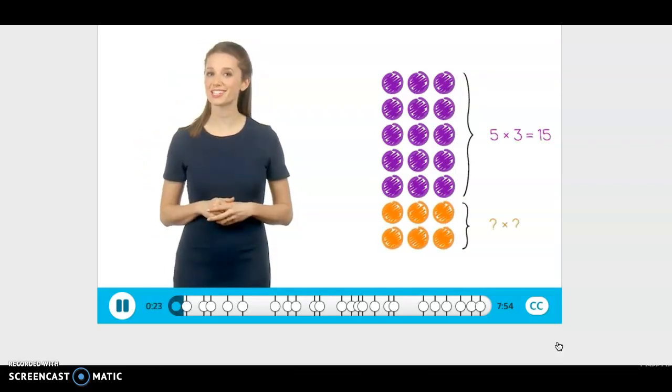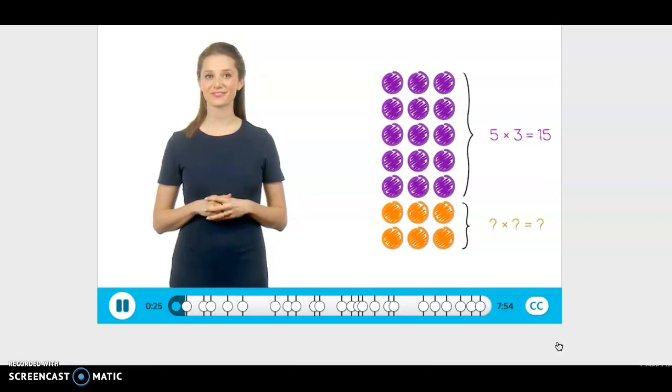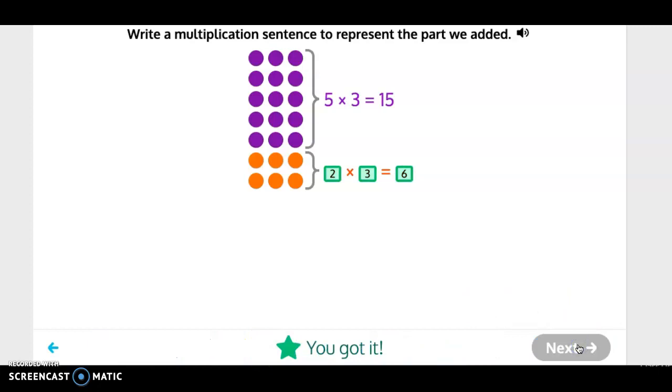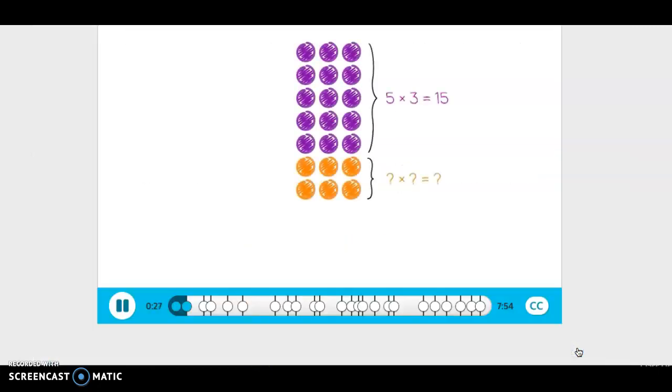Write a multiplication sentence to describe the part that we added. This part shows 2 times 3. That's right. This part shows 5 times 3. This part shows 2 times 3. And the whole entire array shows 7 times 3.